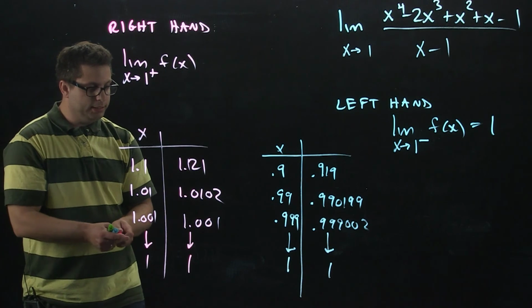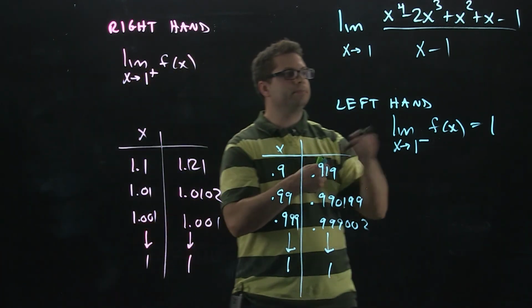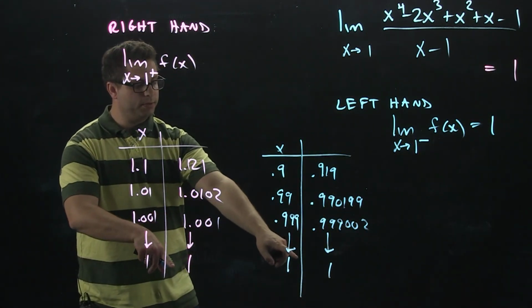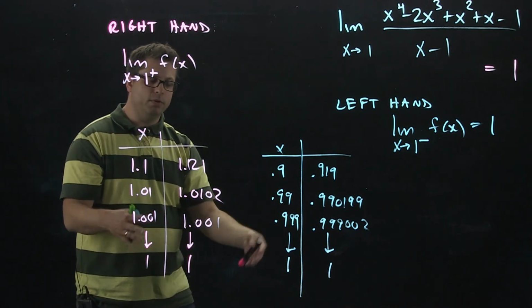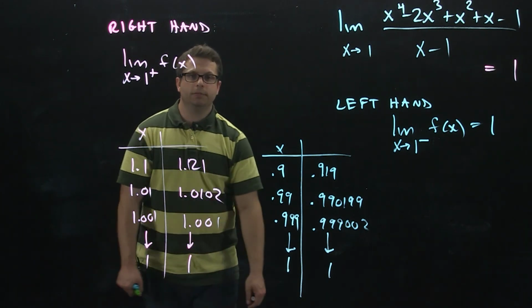Since these match, we could say the general limit up here is 1. But if these were different, the left and right-hand limits would still exist, but the general limit would not. Okay, so that should be one-sided limits.